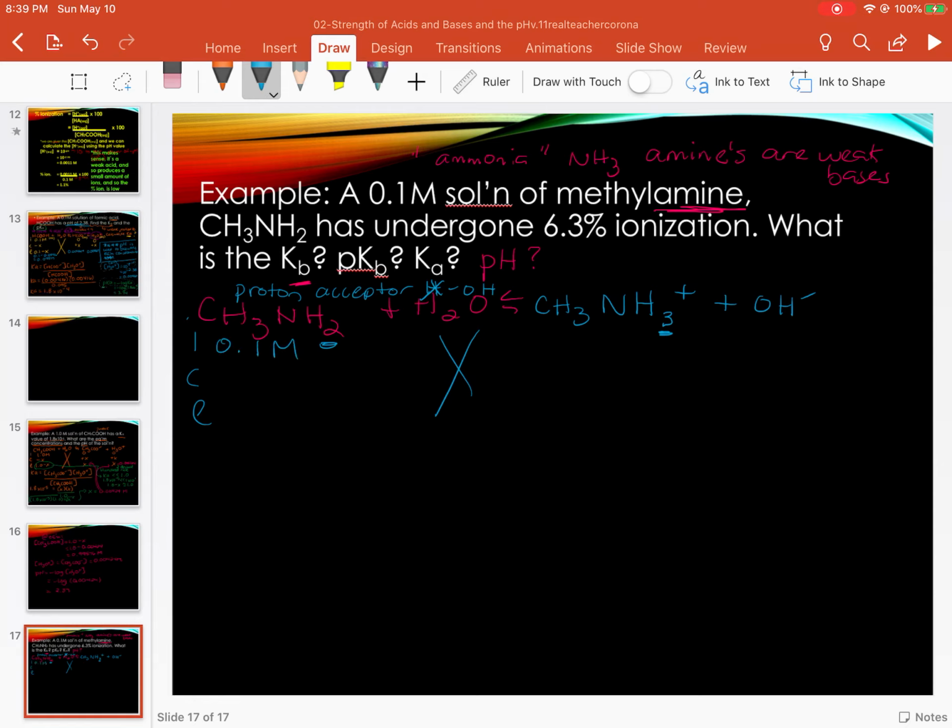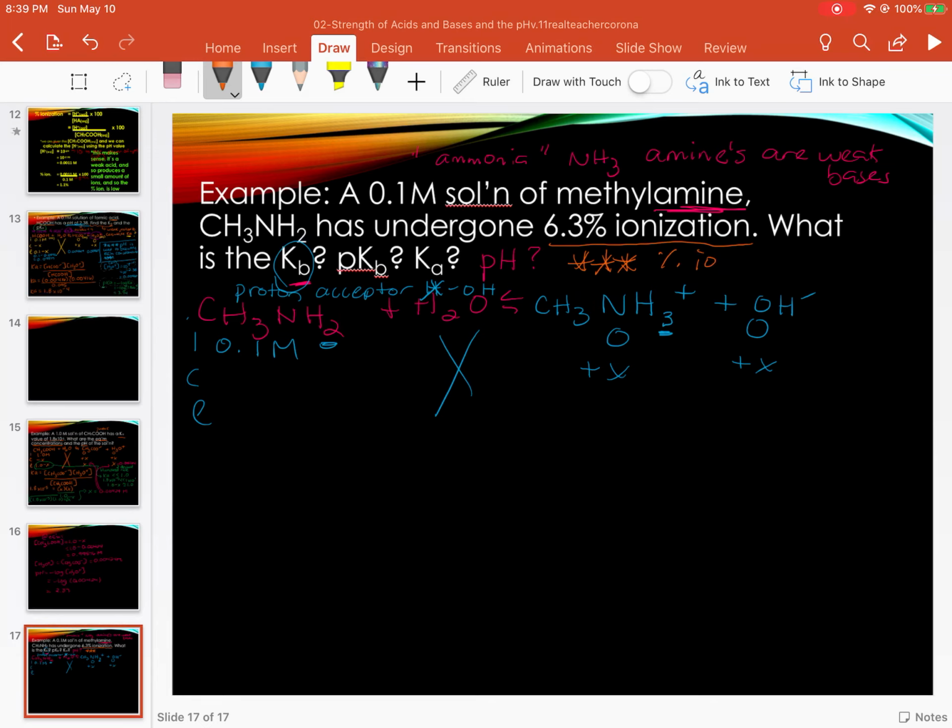0.1. And again, 0, 0, plus x, plus x. We're only going to do one at a time. You're never going to have to worry about 2x or anything like that. And now we're not given the Kb, we are asked to calculate it. So we are given this other piece of information here, percent ionization.